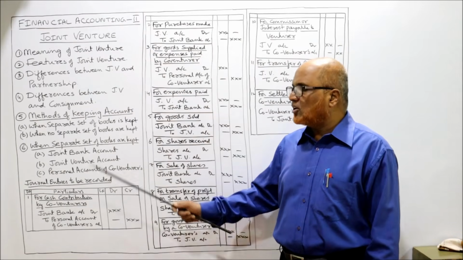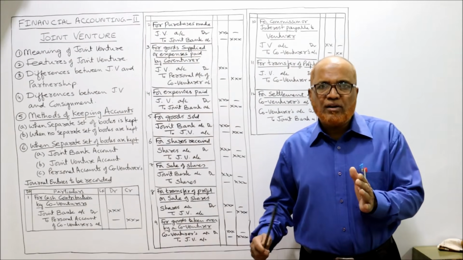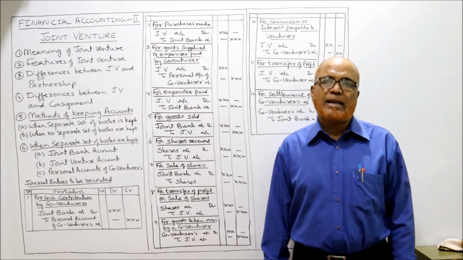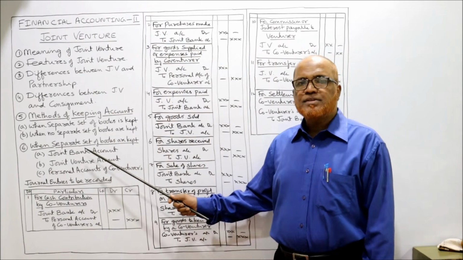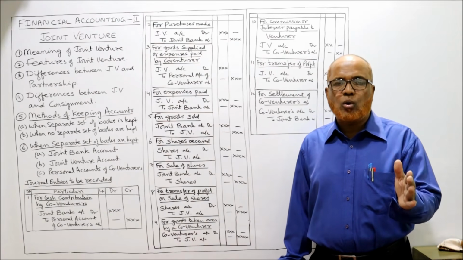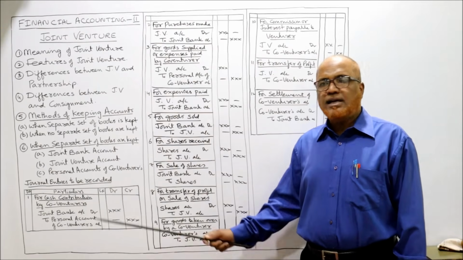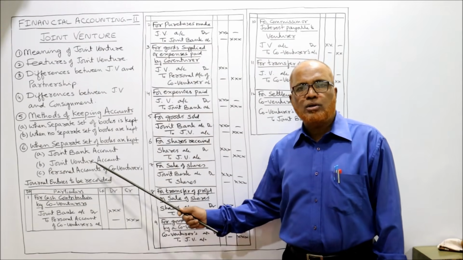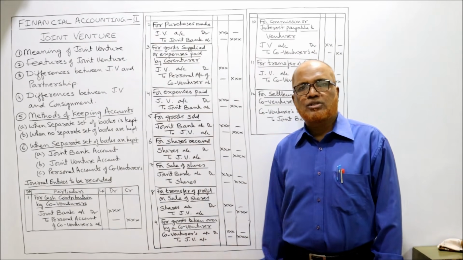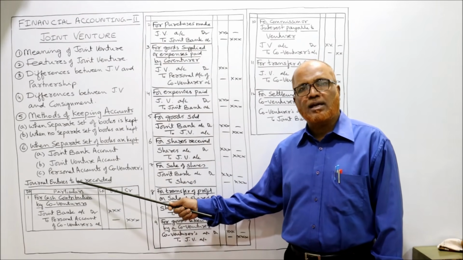Now, this separate set of books will be kept when the joint venture is quite large and when all the co-venturers are staying at one place. So at that time, separate set of books are kept. When separate set of books are kept for joint venture, then three accounts will be opened normally. The three accounts are joint bank account, joint venture account and personal account of the co-venturers. So these are the accounts to be maintained when separate set of books are kept.